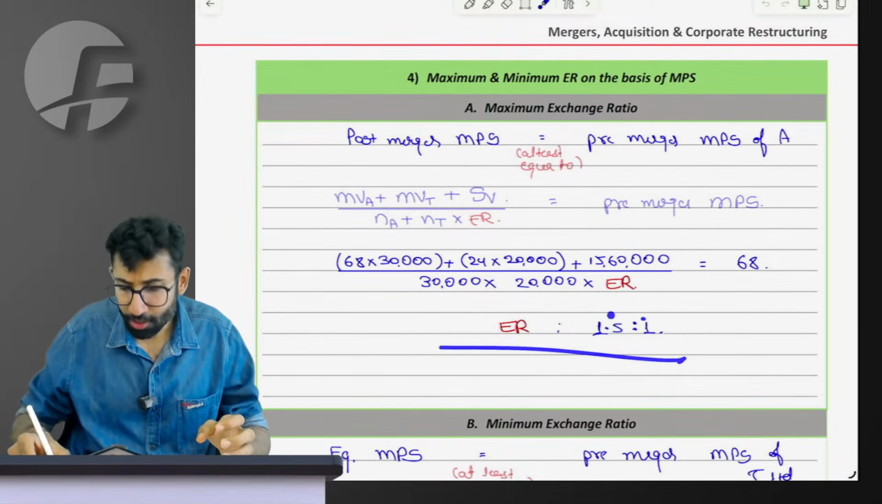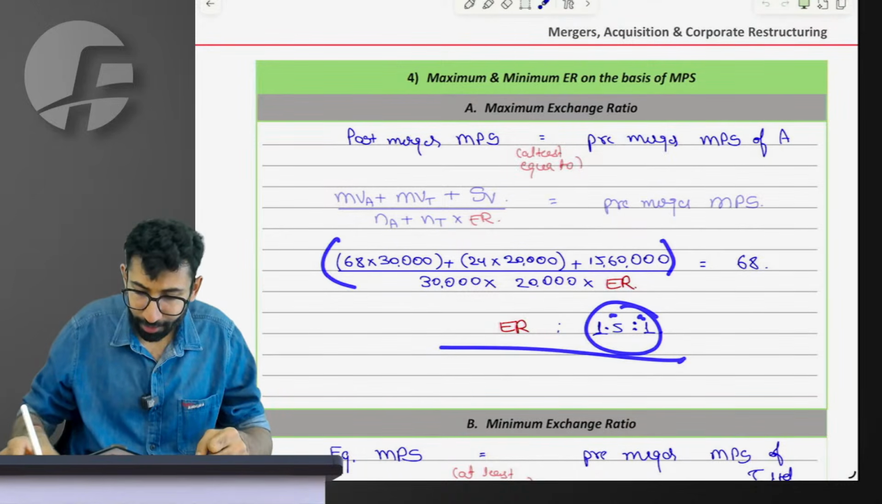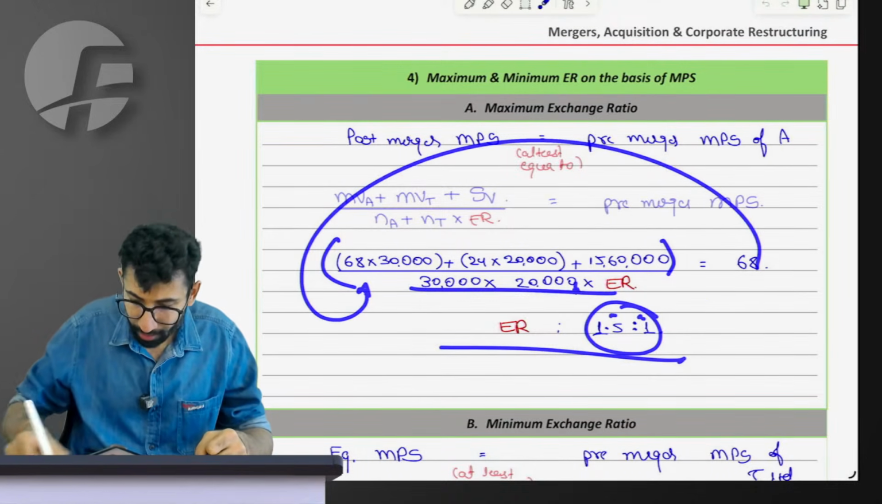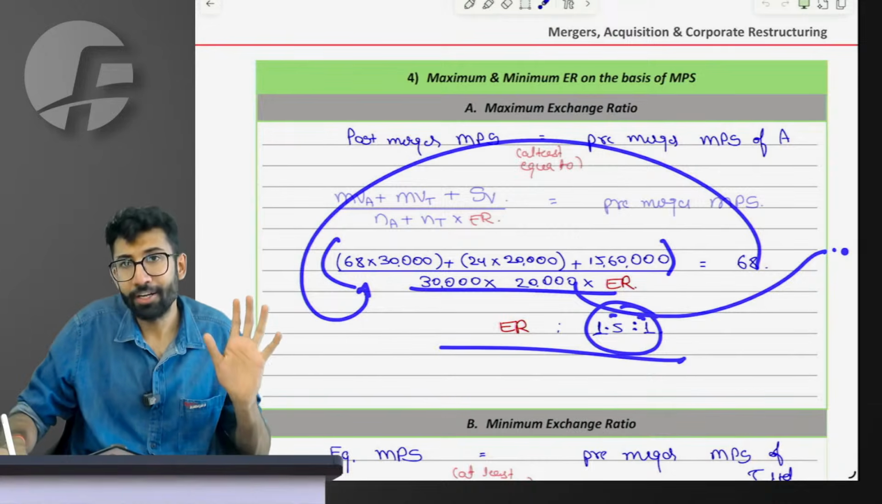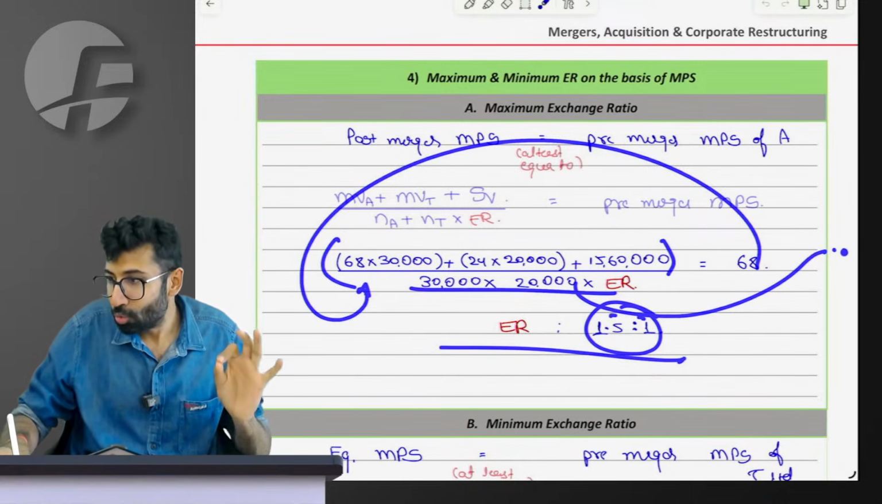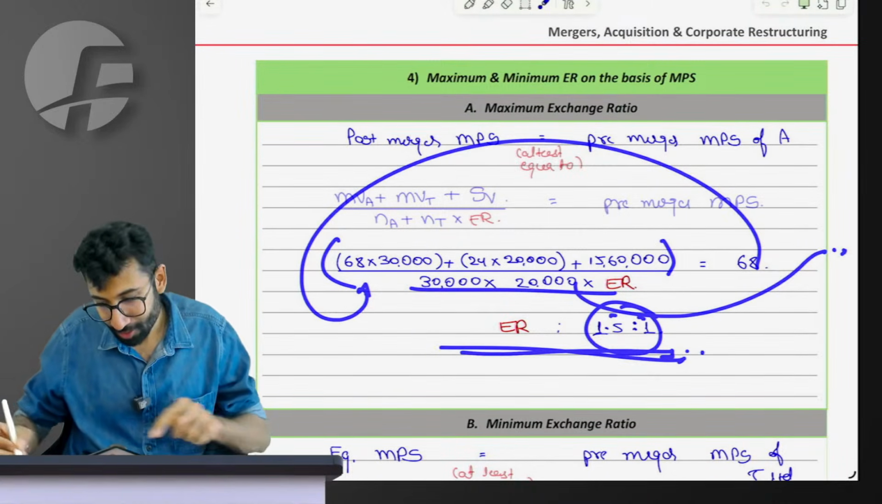Math we will do, the exchange ratio is 1.5 is to 1. You add up everything, divide it by 68, take this to the RHS, deduct 30,000, and divide by 20,000. This will get you the answer of the maximum exchange ratio.